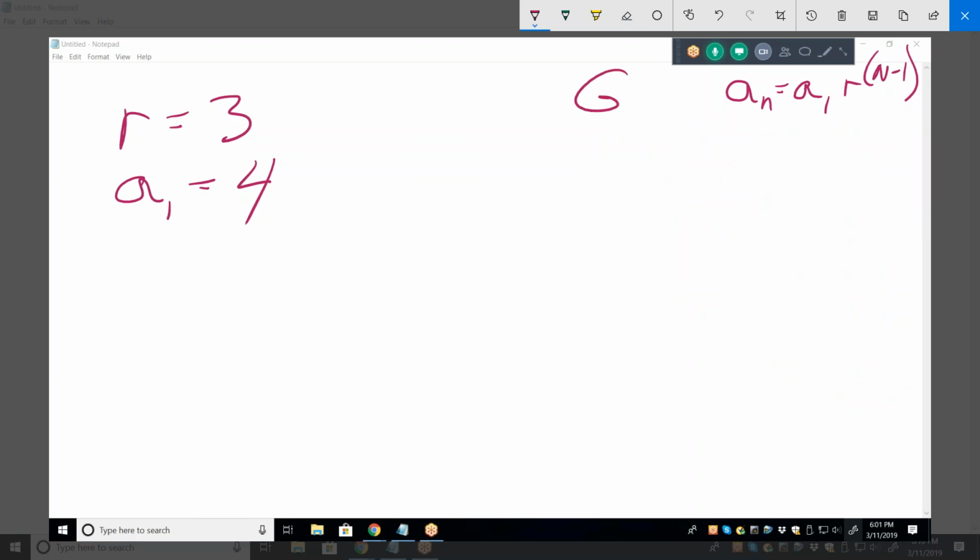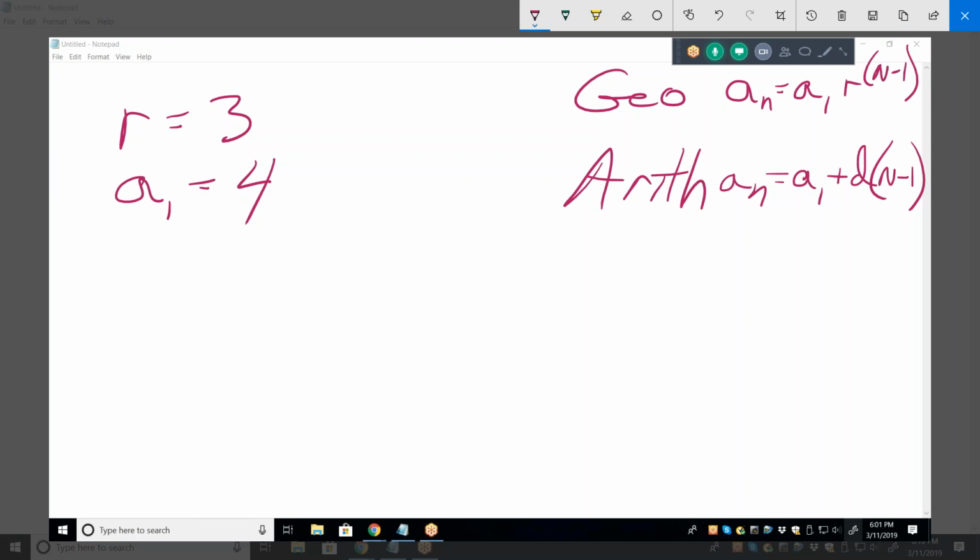These general nth terms are important to know. Just so you remember, arithmetic is this: a sub n equals a sub 1 plus the common difference times n minus 1. And notice the biggest difference is that in the geometric, the n minus 1 is the exponent, whereas in the arithmetic, the n minus 1 is just multiplying. I'll leave both of those up.